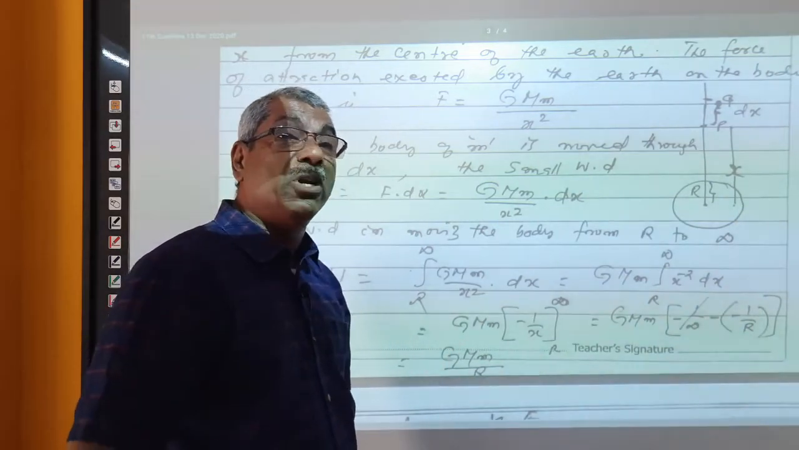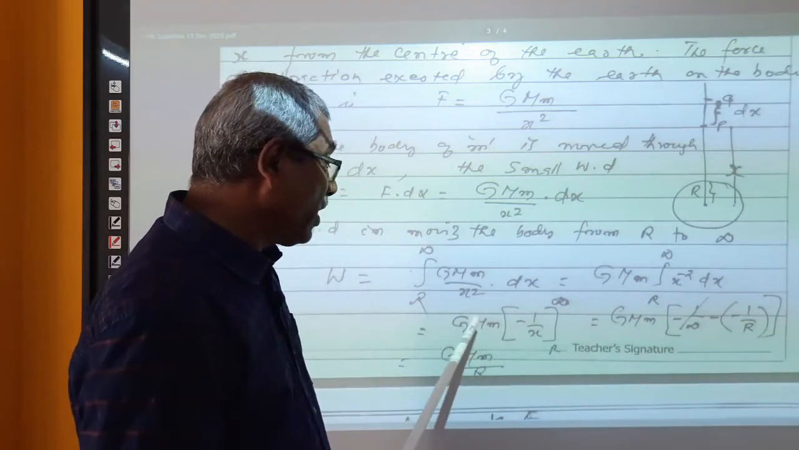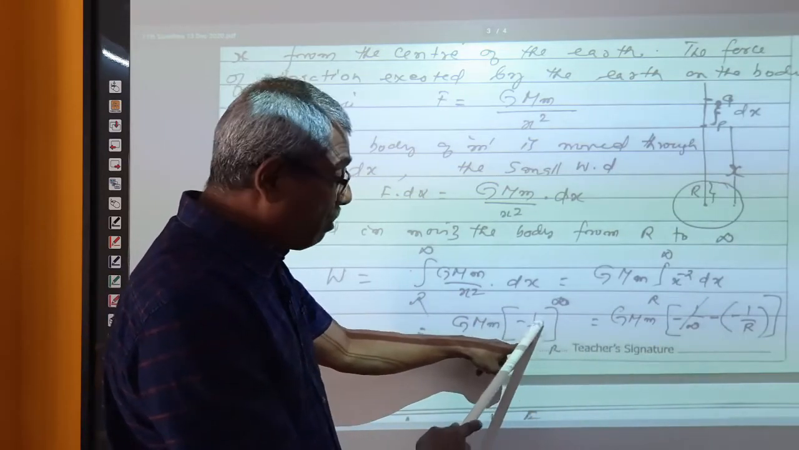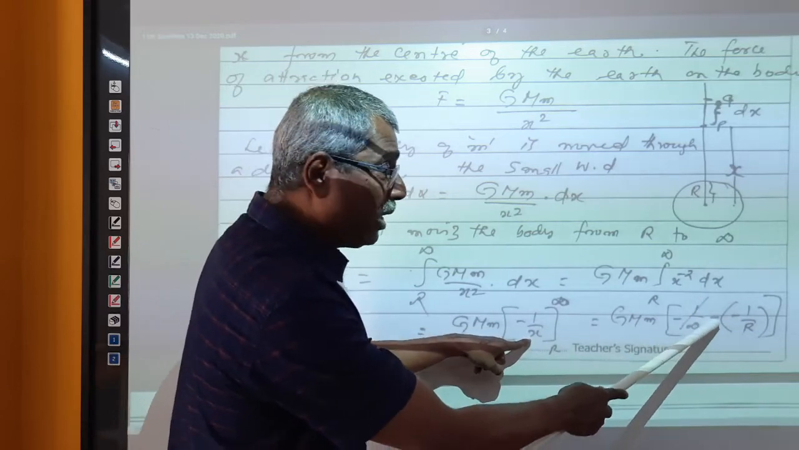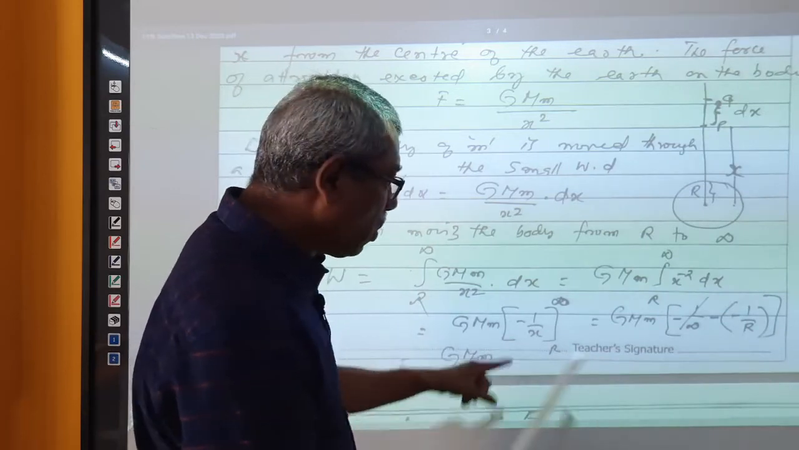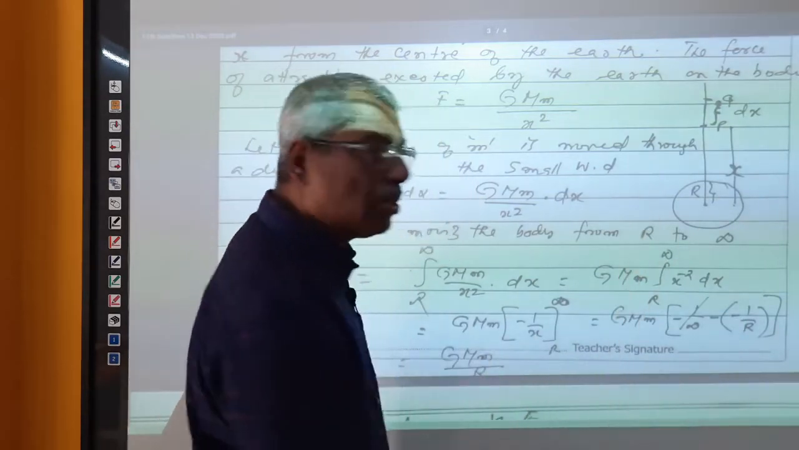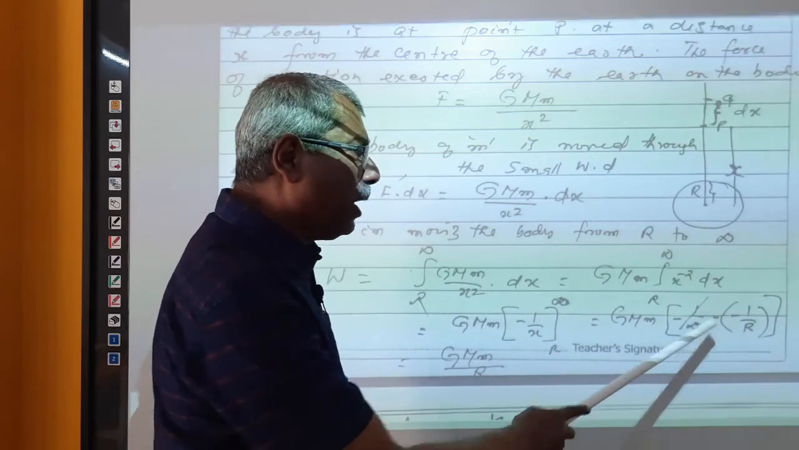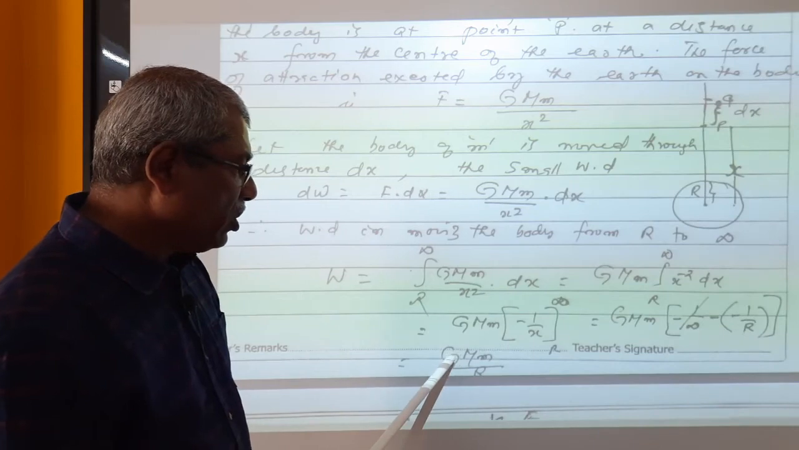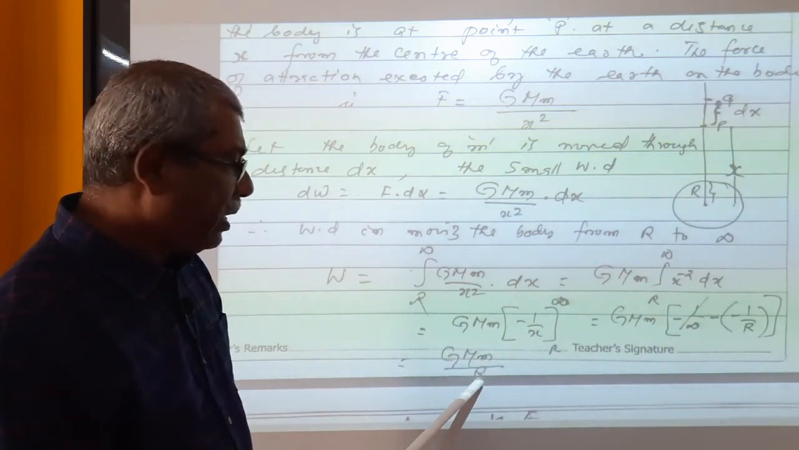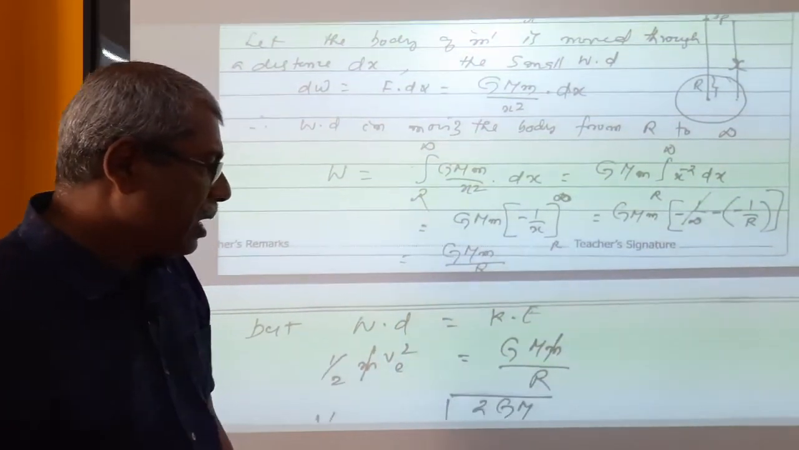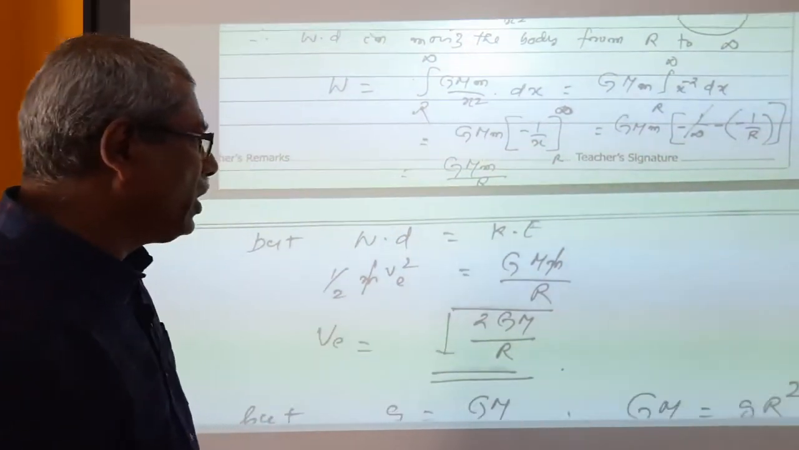Now the limits have to be applied. Limits means upper limit minus lower limit. So write once again G M m into: apply the upper limit, minus 1 by infinity, minus of minus 1 by r. In place of x you put r, because the function is minus. This minus and this minus cancel, giving plus. Therefore you are getting G M m divided by r. Am I correct? So this is the condition.